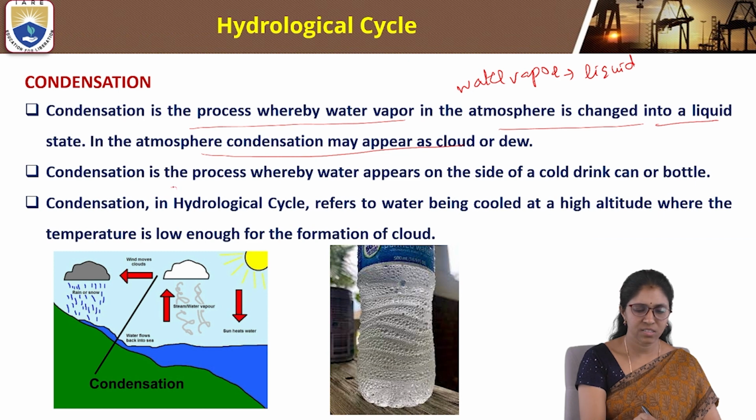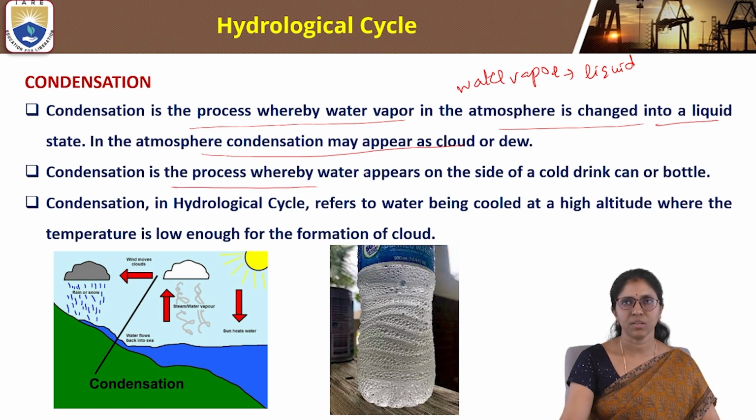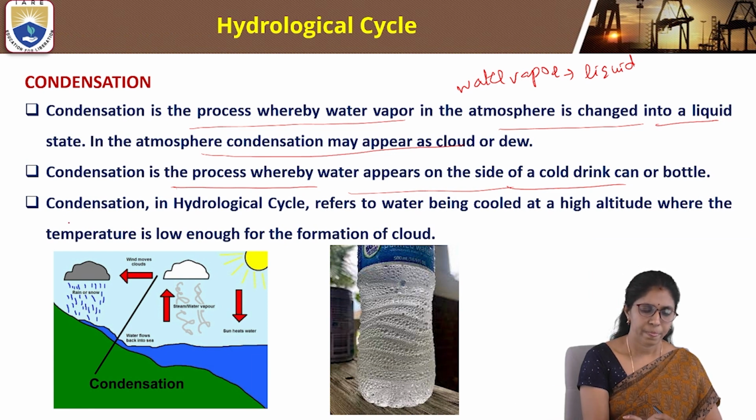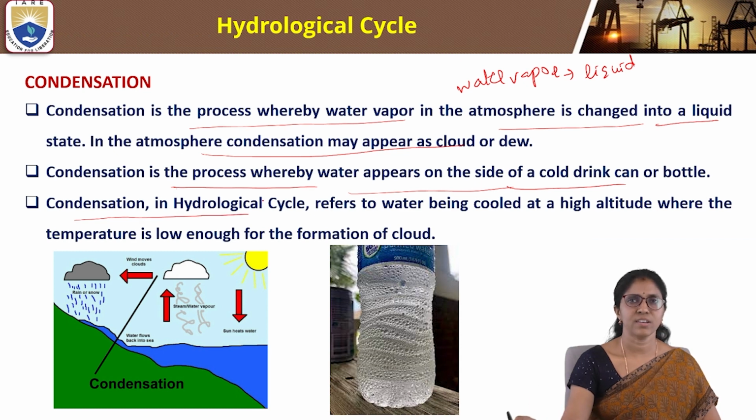Condensation is also a process whereby water appears on the side of a cold drink can or bottle. An example of this is condensation. So condensation is part of the hydrological cycle.